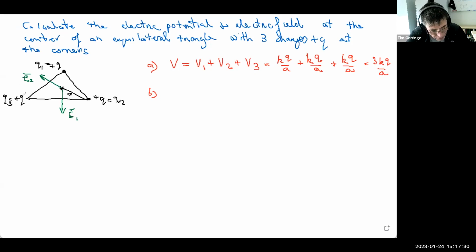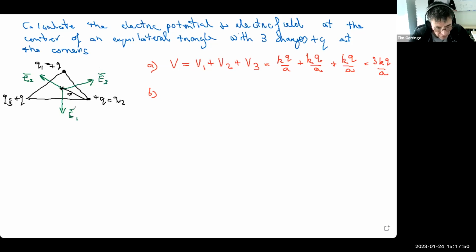And then the third field, that's due to charge number 3, I'll draw that too. Again, that's a positive charge. The field will be radially outwards from that positive charge. It's going to look something like that. Now, label that E3.